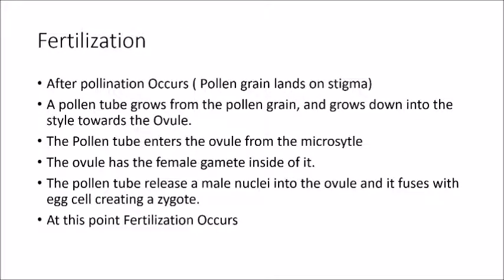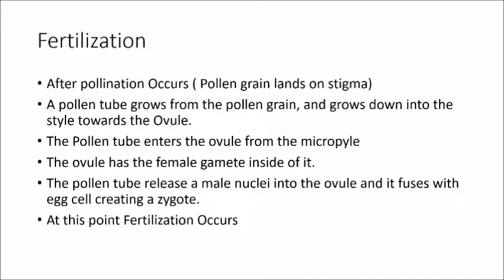All right, so let's recap on what we learned so far. After pollination occurs, which is when a pollen grain lands on the stigma, a pollen tube is going to grow from the pollen grain and grow down into the style towards the ovule. The pollen tube will then enter the ovule from the micropyle. Remember, the ovule is found inside the ovary. The ovule is basically the egg cells that you're going to find inside the ovary of the flower. And it's going to have a tiny opening called the micropyle. And this is how the pollen tube is going to enter the ovule.